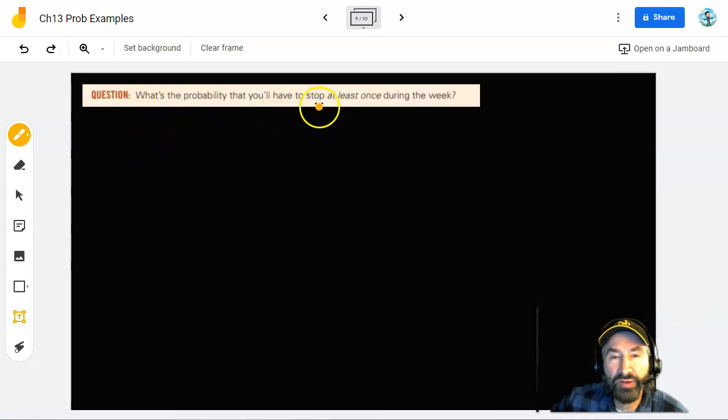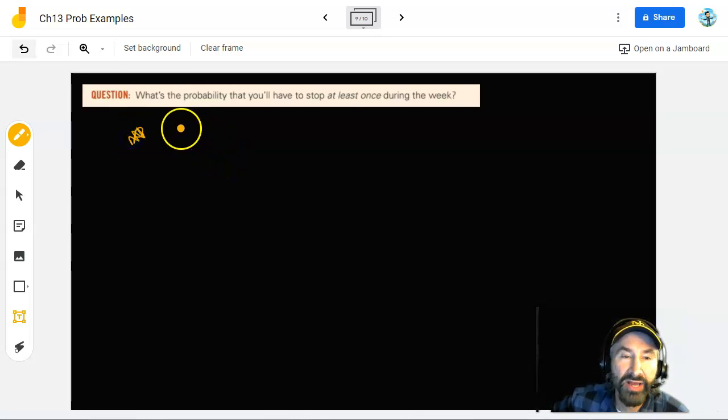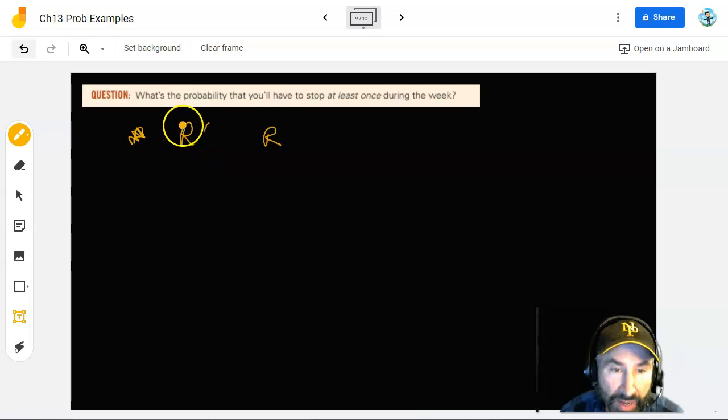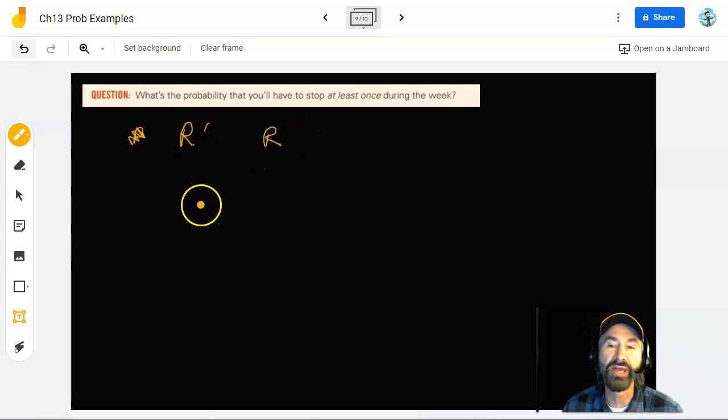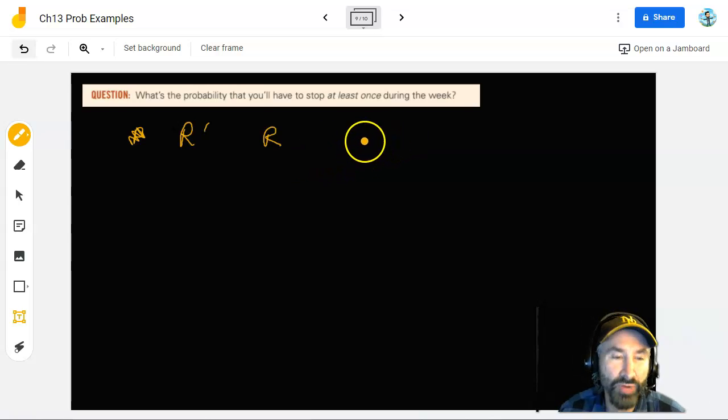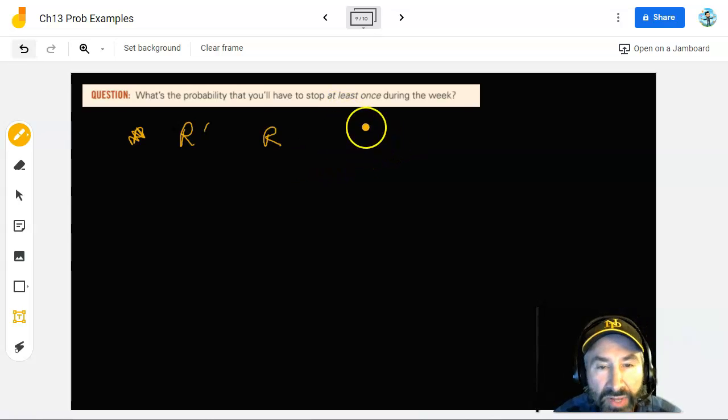The probability that you have to stop at least once is really complicated. First of all, I'm going to forget about the probabilities. I'm just going to write either not red or red, and you and I are going to assume that this is the probability of not red and this is the probability of red, because I want to finish writing this without taking another 20 minutes. So, what we're saying is stop at least once means that at least once during the week you'll get a red light. So I'm going to say I get a red, and then I get four not reds. Okay, so not red, not red, not red, not red.